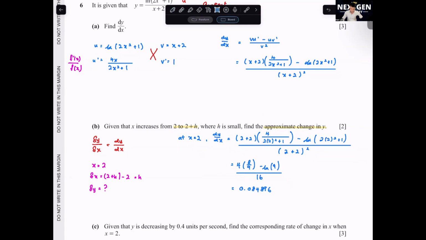What is the final equation? Delta y over delta x equals dy over dx. Therefore, delta y equals dy over dx times delta x. You treat this like a fraction, like that. This is just an easy explanation for it. You bring the denominator, delta x, to the right-hand side. Dy over dx, I will just round it up to 3 SF, 0.0849. So 0.0849 times delta x, which is h. 0.0849 h.